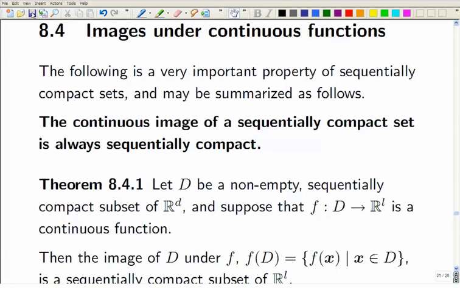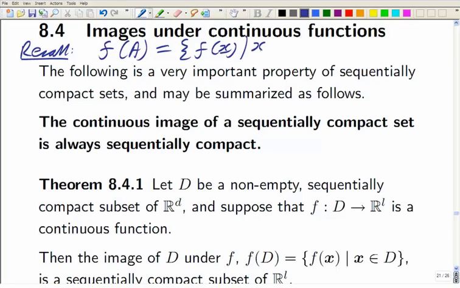So our task now is to look at what continuous functions do to various kinds of sets, images under the functions. Now, I'll remind you what the image is. Recall, f of a set A is equal to the set of all the things you can get to, f of x, where x is an element of A, the set of all the things you can get to from elements of that set A. So that's the image of the set A under the function f.